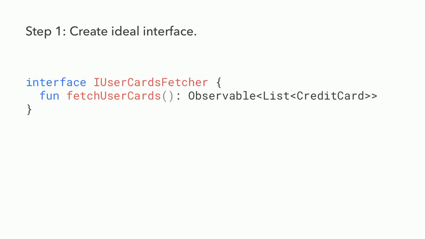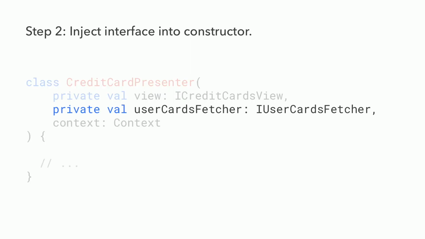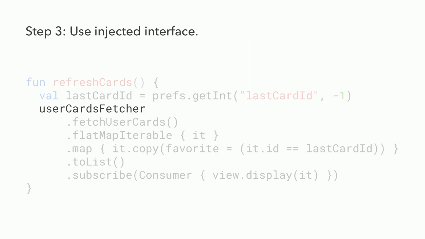So let's go through our recipe again. First of all, we're going to create the ideal interface. And as far as this consumer is concerned, our ideal interface is just something that can give you back a list of credit cards wrapped in an observable. So I pick a name which is kind of descriptive here, and that's the only method that we need in this particular interface. We're going to inject an instance of that into the constructor by adding a new constructor parameter. And then we're going to use it in our class, and that just means we take out the old one and we put the new one in, and everything else remains the same. This is the only line that's new here.